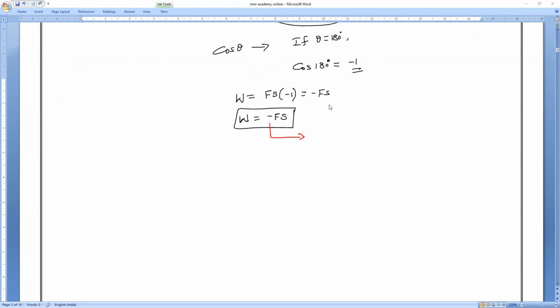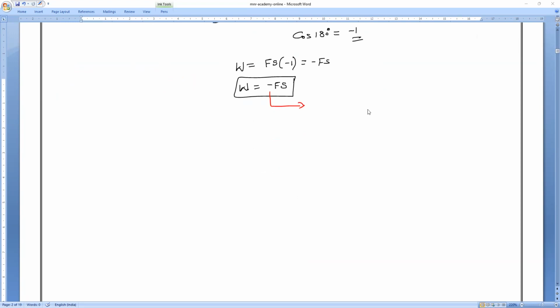So negative work done. Those who are joining late, after 20 minutes, 25 minutes, if you join the meeting, what is the use? You have to be on time.